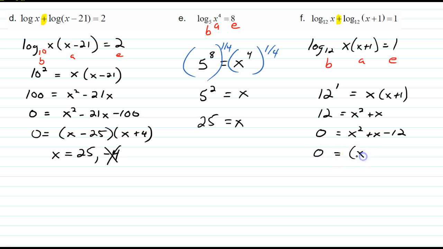Factor it. X plus 4, x minus 3. Solve it for 0. So we're going to get x equals -4, +3. Again, like over here, that -4, if you were to plug it in, you can't have a -4 there. So you could try the 3, and the 3 is going to work out. So -4 is our extraneous solution, and so we get x equals 3.